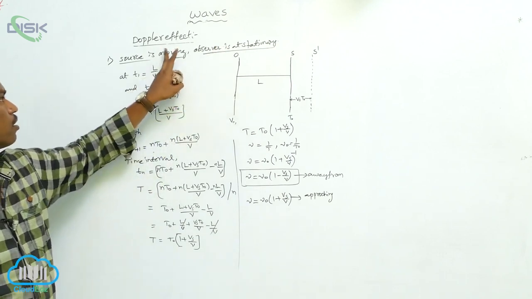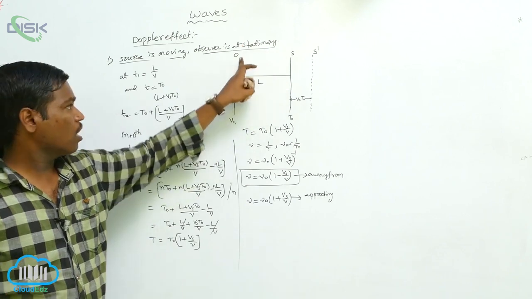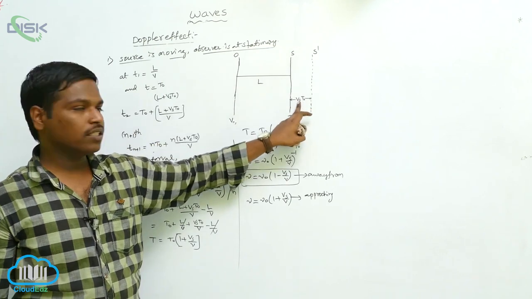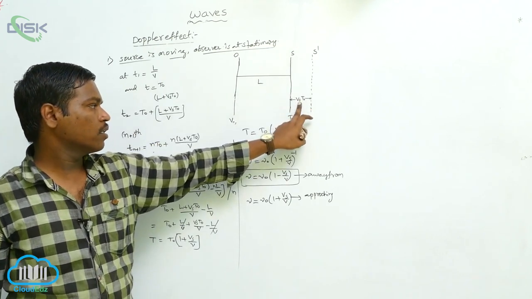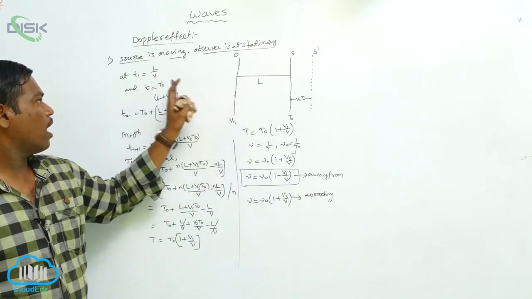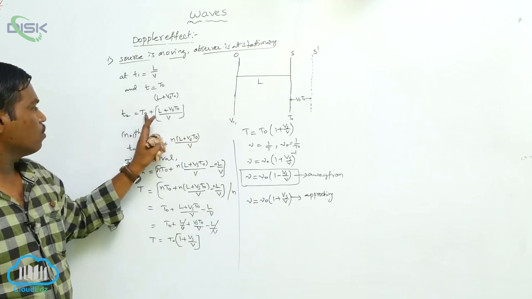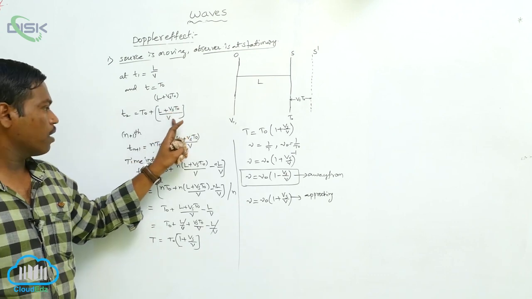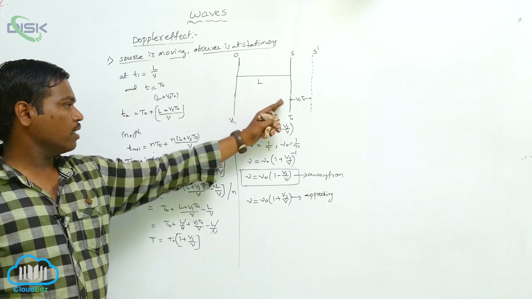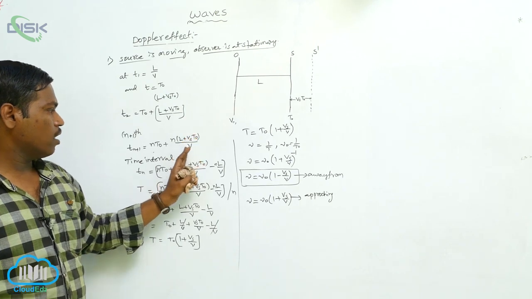So for this Doppler effect, the source is moving and the observer is stationary, with only the source moving with the speed Vs. Now T1 is equal to L by V, where L is the distance and V is the speed. Then T2 is equal to t0 plus (L plus Vs t0) by V. The n plus 1th crest reaches the observer at n t0 plus n into (L plus Vs t0) by V.